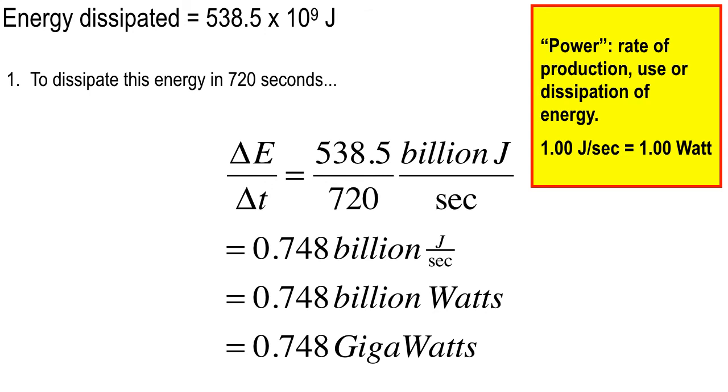And that leads us to ask this question. What the heck is a gigawatt? Well, a gigawatt is a lot of energy production. And the spacecraft burns off at the rate of 0.748 gigawatts. And that's a lot of energy.